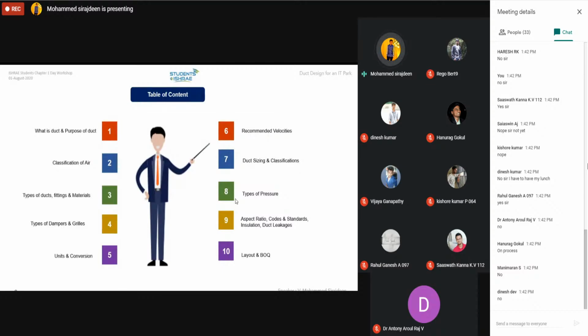The table of contents: today we are going to talk about these 10 points. The first point, what is a duct and the purpose of a duct. Everyone may not know what a duct is, so we should start with the basic question. Then the purpose of a duct: how it will be effective and useful. Then classification of air, the types of air in the duct, types of duct fittings, dampers, grilles, unit conversion, recommended velocities, how much velocity should be in a duct, then duct sizing, classifications, and types of pressure. Based on the pressure, the static pressure will be declared. Then aspect ratio, codes and standards, installation, duct leakages, layout and BOQ. Finally, what to do and what not to do. With that we will end the program.